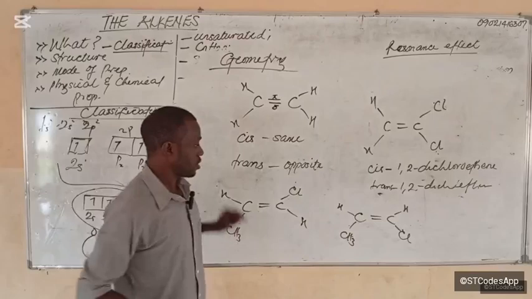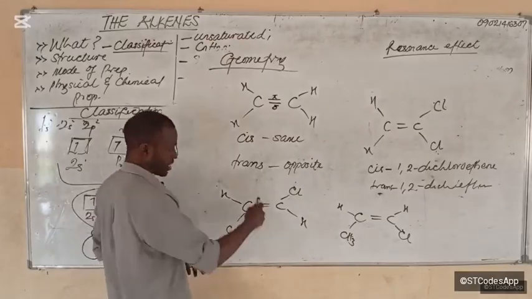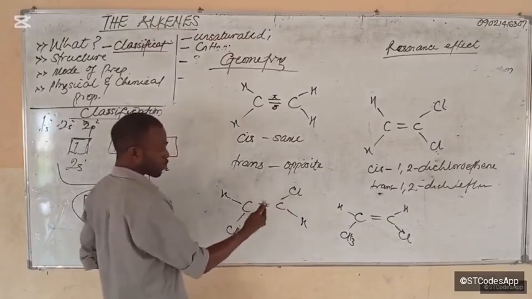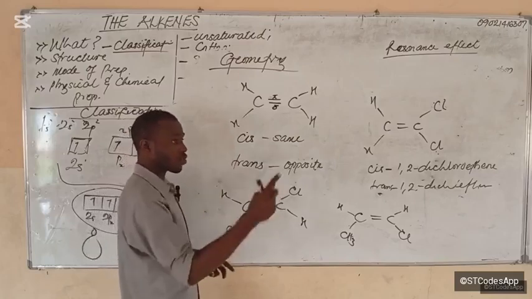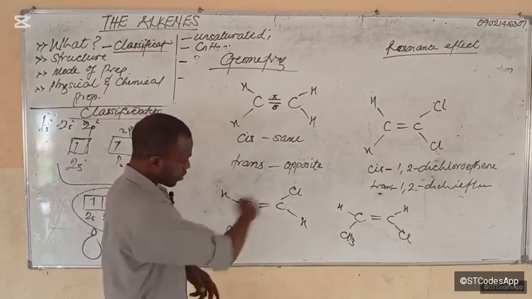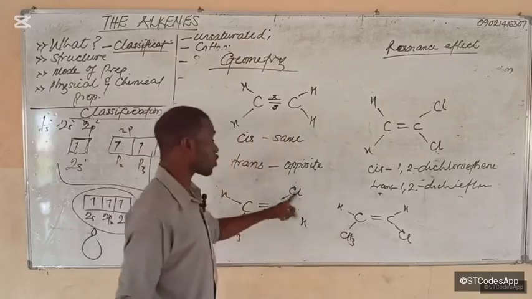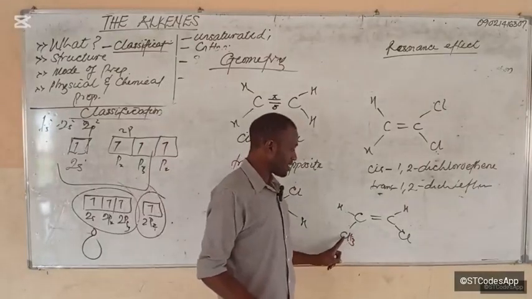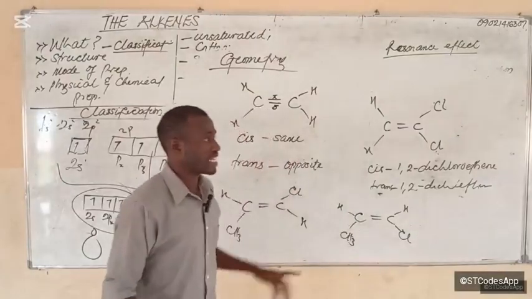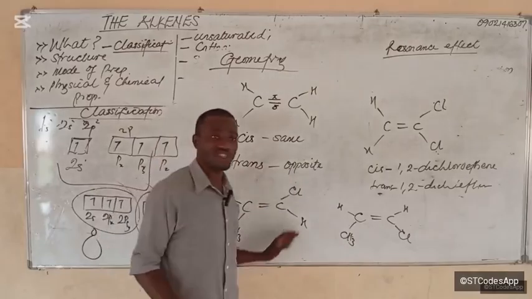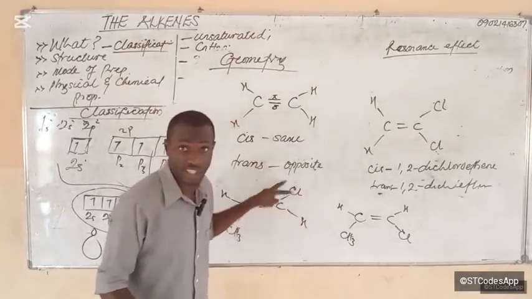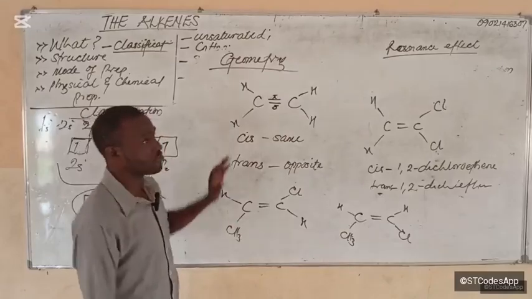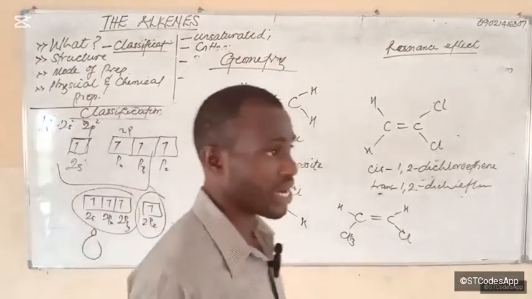Why? Because, when you're naming them, it's going to be cis 1-chloropropene, and this one will be trans 1-chloropropene, and this one will be cis 1-chloropropene. Now here's my point. That doesn't change, the only difference is the name, the trans and the cis that you have there. So that's about their geometry. We have the cis and trans isomerism.